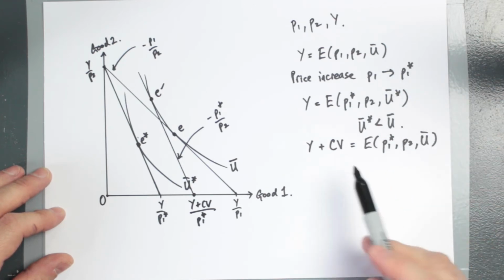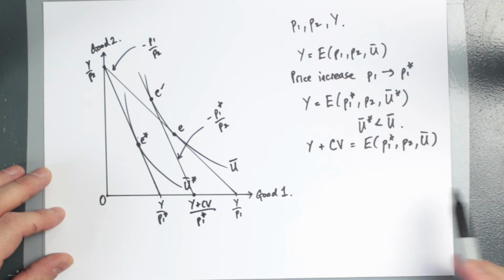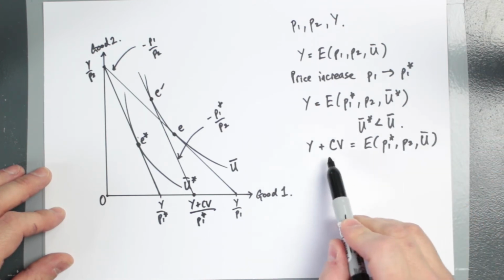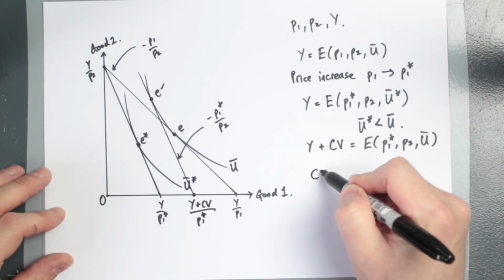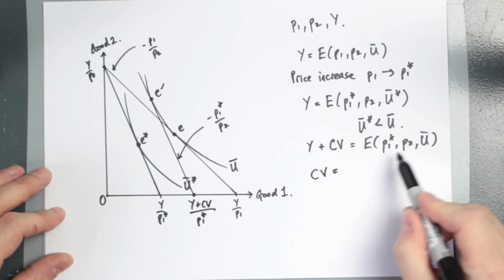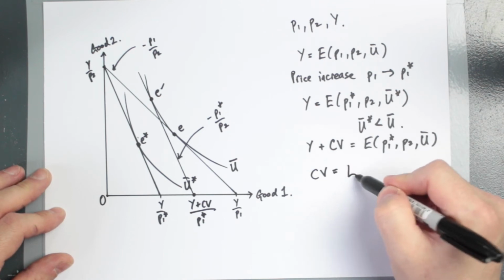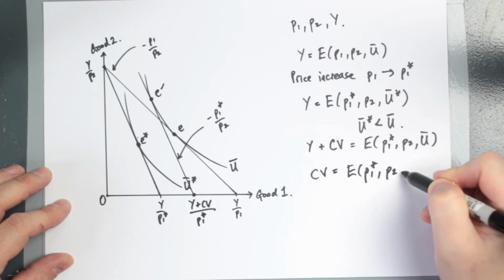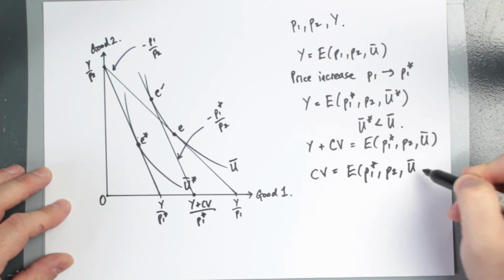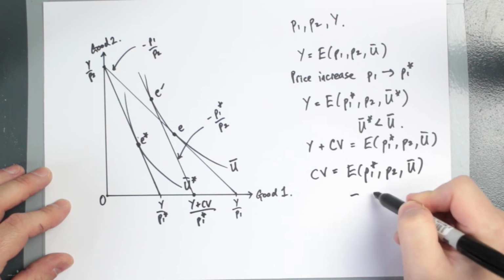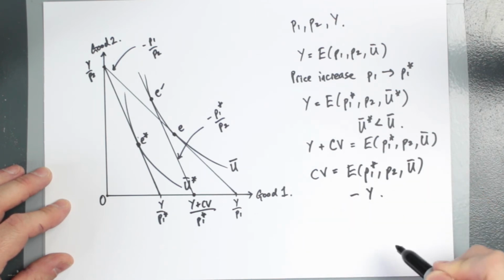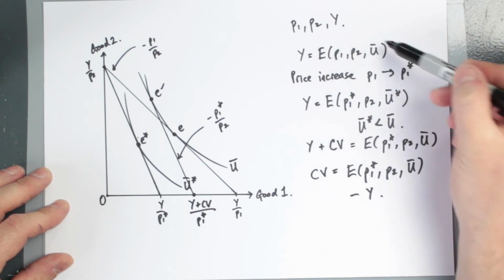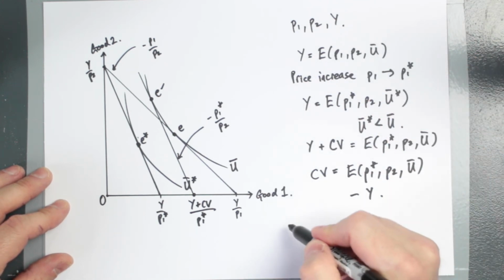We could also use our equations that we've developed so far. For example, CV in this case is equal to, and then just moving y to the other side, the expenditure function evaluated at the new prices, P1 star and P2, which gives my original level of utility, minus y. And I know that y, well, I've got two expressions for y, but this is the one that gets used the most and we'll use later.